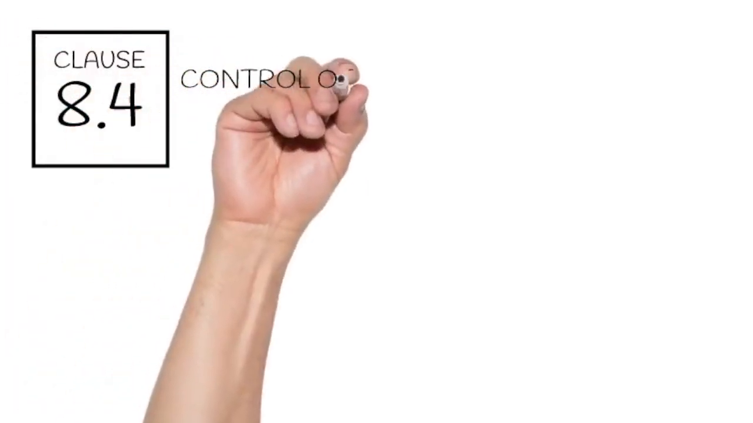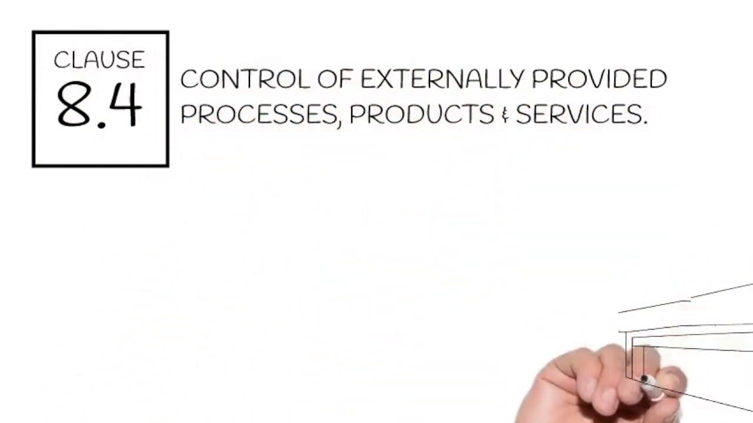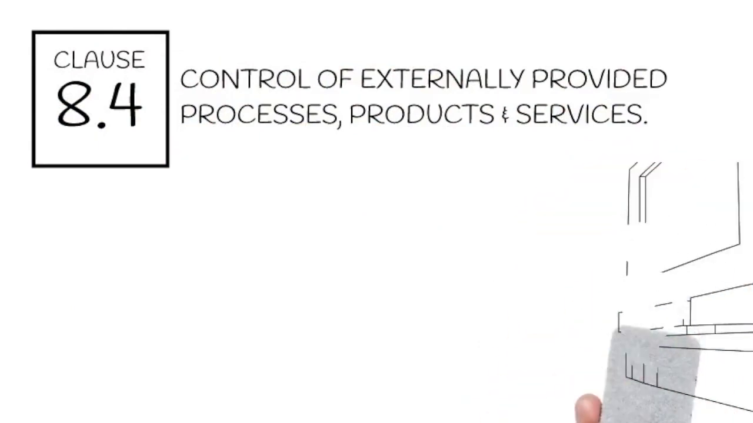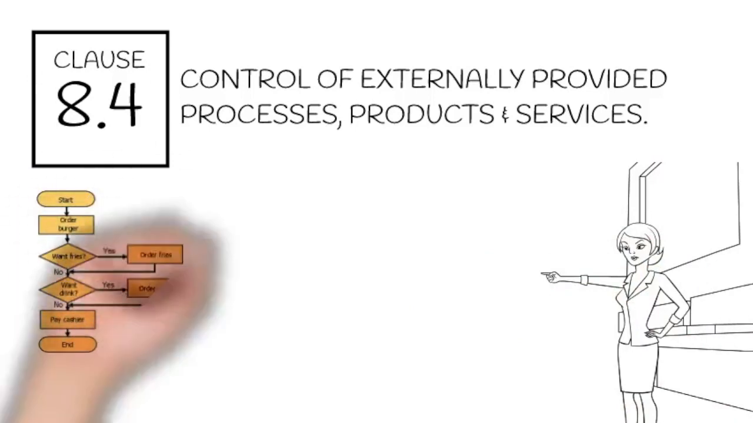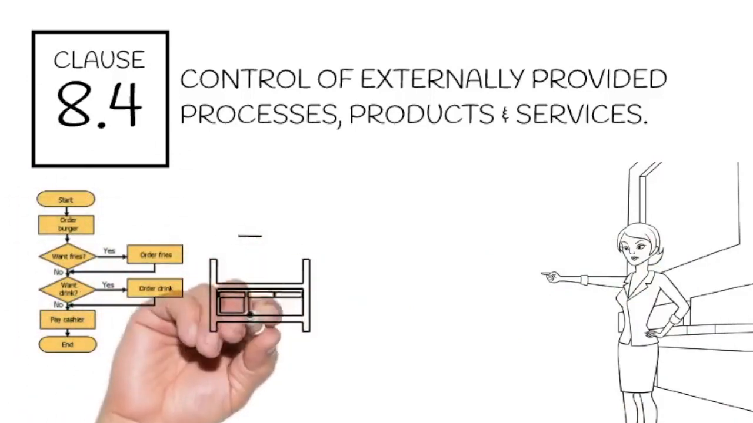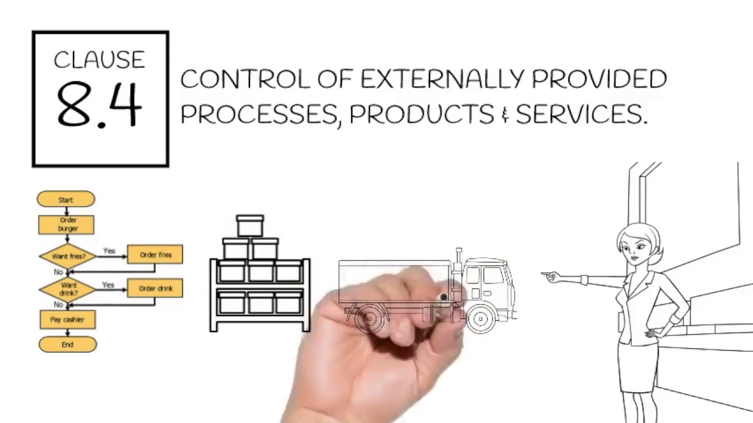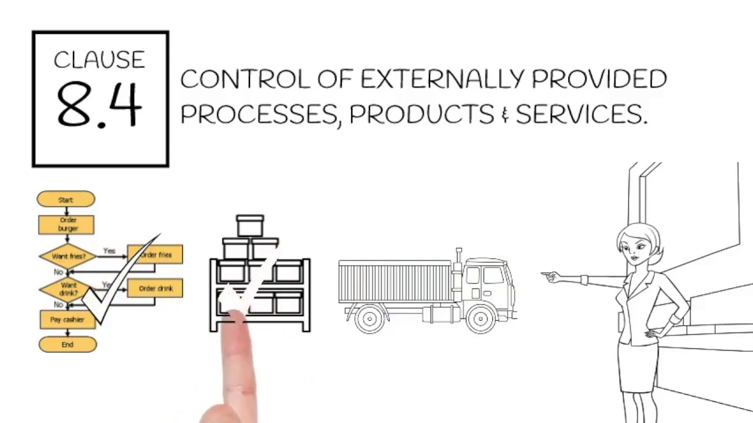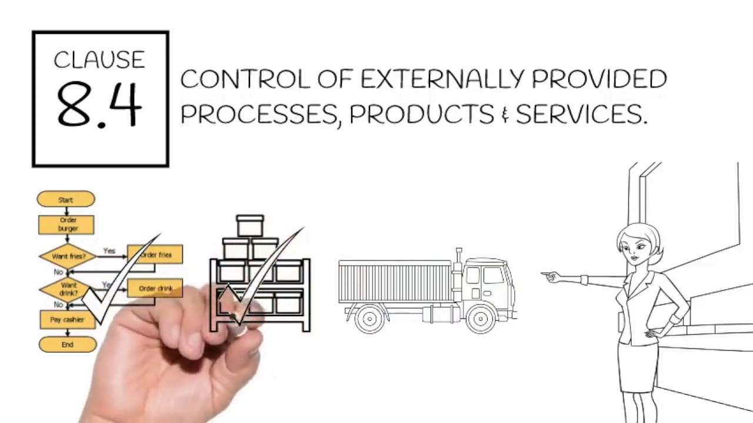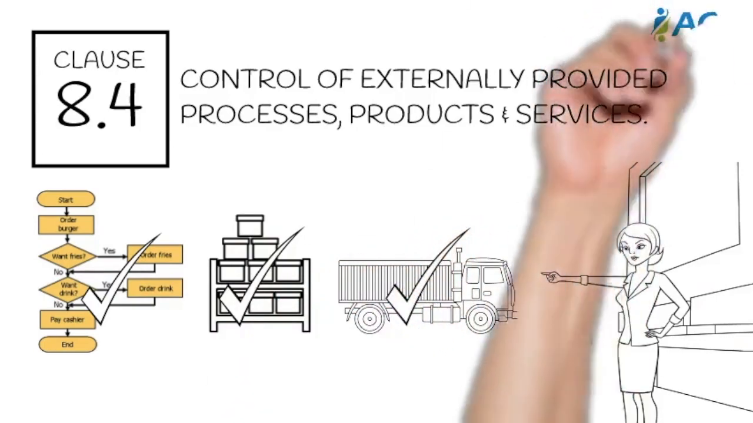Clause 8.4, Control of externally provided processes, products and services. These have to be in conformity to the operational requirements of the organization. This ensures that the externally provided processes, products, and services do not adversely affect the organization's ability to consistently deliver conforming products and services to its customers. It shall also take into consideration the potential impact of the externally provided processes, products, and services on the organization's ability to consistently meet customer and applicable statutory and regulatory requirements, and the effectiveness of the controls applied by the external provider.